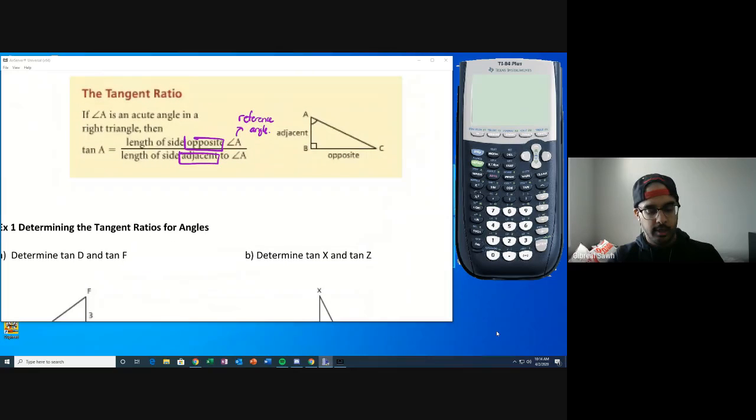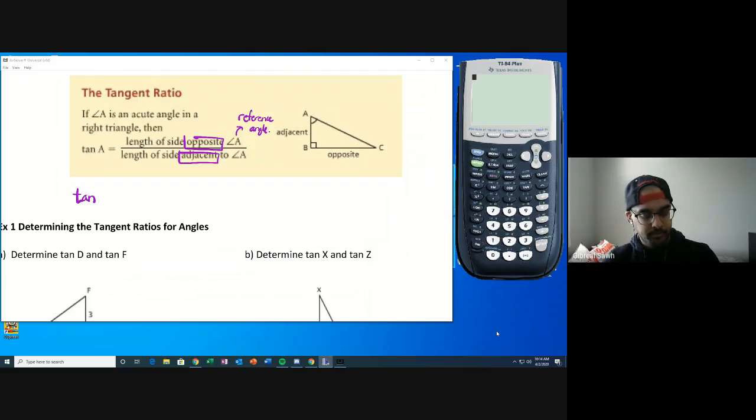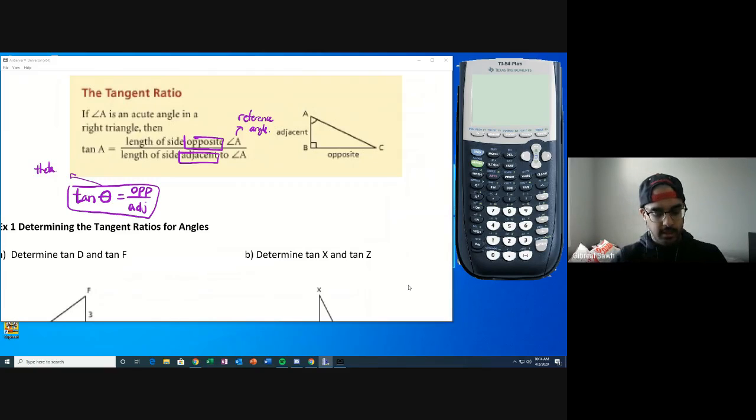So I'm going to write it a little bit neater, a little bit more concise. The tangent of an angle. Now that symbol is called theta. It's just a Greek letter. We use it for representing an angle when we don't know it. Essentially, it's another variable. So the tangent of theta is equal to the opposite side to theta divided by the adjacent side to theta. This is the formula that we're going to use throughout this lesson.